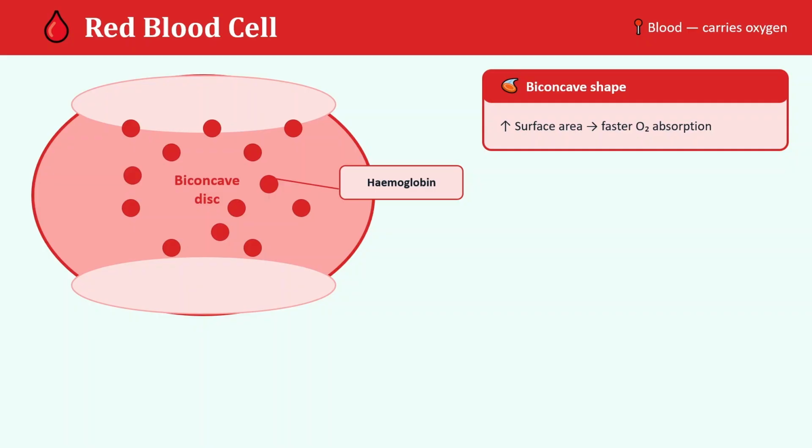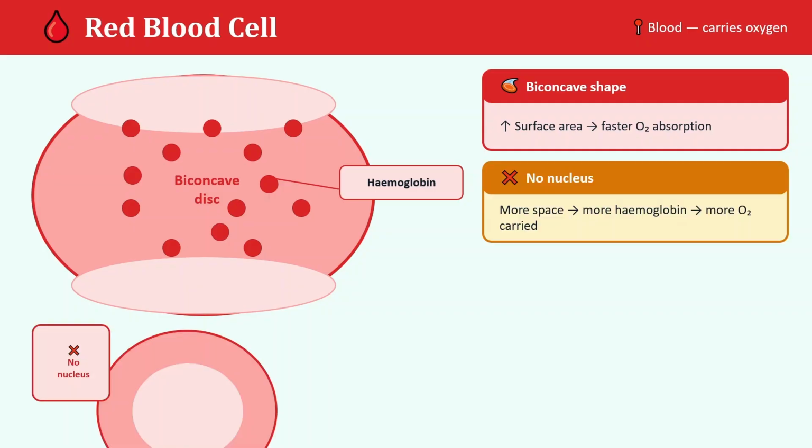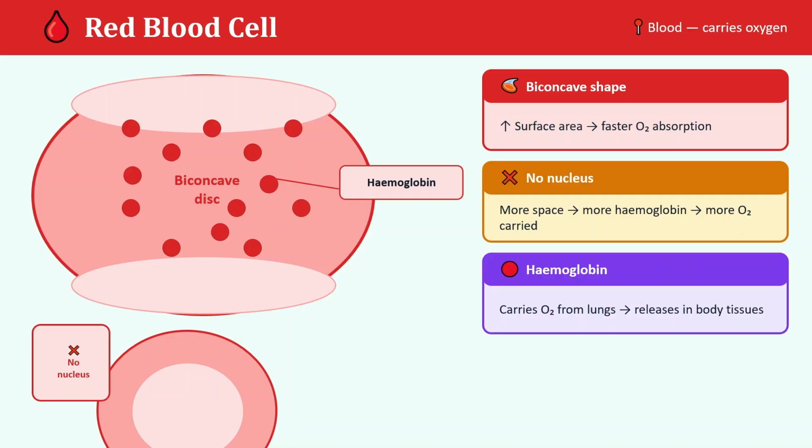Now look inside the cell. There is nothing there. No nucleus, no mitochondria. RBCs actually lost their nucleus during development, and this is a very clever adaptation because the nucleus takes up space. Without it, there is much more room for hemoglobin. What is hemoglobin? It is a red pigment that carries oxygen. In the lungs, hemoglobin combines with oxygen forming a substance called oxyhemoglobin. It then travels through the blood to your body tissues where it releases oxygen for cells to use.